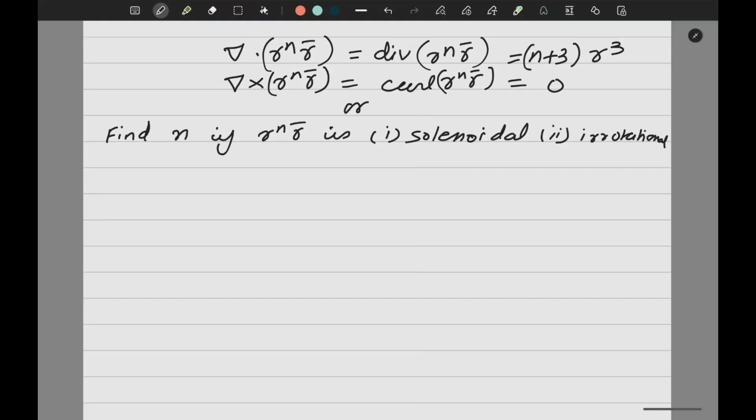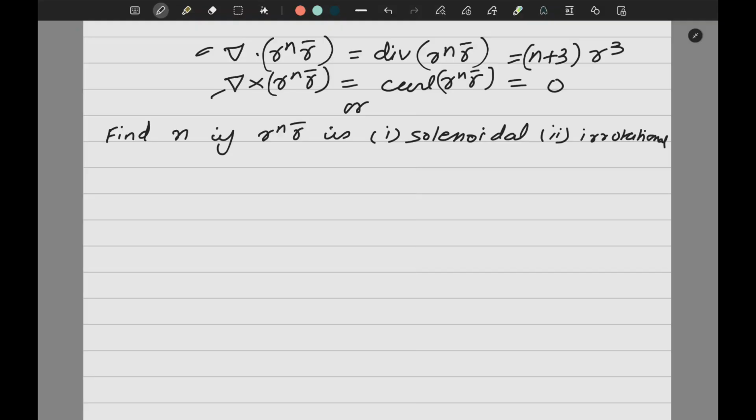Now see, there are two types of question. The function is the same, I can ask in both ways. I can ask you to find the divergence of r to the power n r bar. I can ask you to find the curl of r to the power n r bar. Or I can ask you to find n if this is solenoidal in the first case, and find n when it is irrotational. So let us do it. I'll explain in one only; these four questions will be covered.